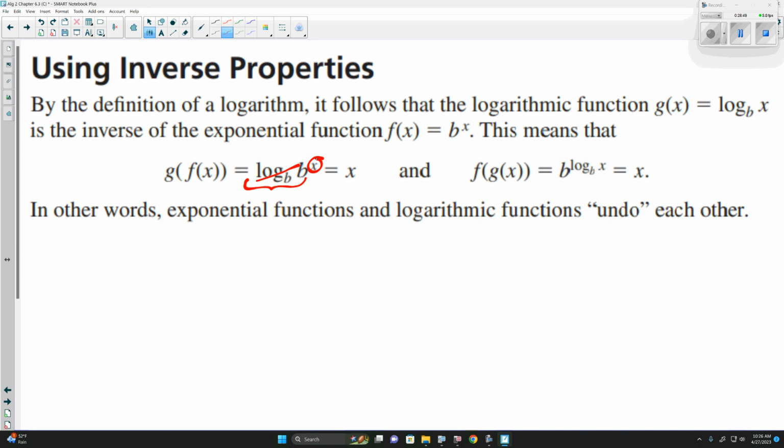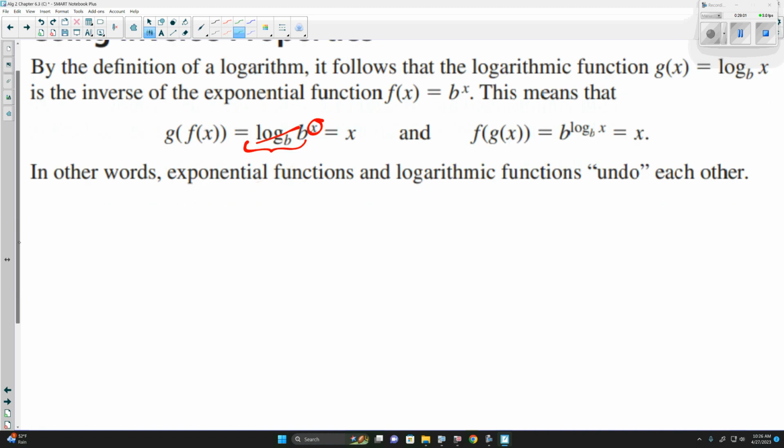We can do the same thing the other way. B to the log base b of x gives us x. Okay? We kind of see how this works. It's a little weird, but it is true. Now I'm going to apply it.